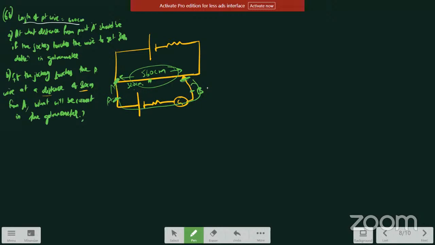Did you get it? So current will flow in this direction. Let us say some current I is passing. Now hear me carefully.